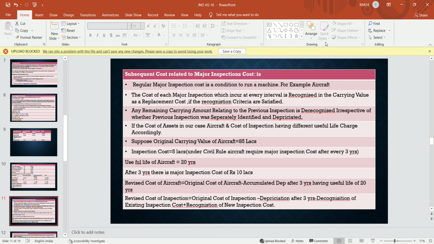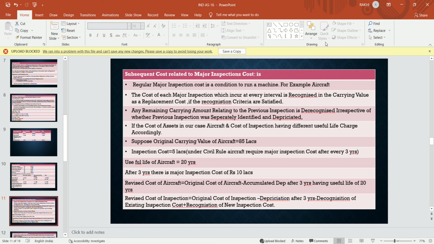That cost is to be capitalized with the respective asset, and the treatment will be the same as what we discussed previously. We have to check the carrying value of the asset, whether we will get the economic benefit, whether the useful life of the asset is more than 1 year, and we will check the criteria. The cost of each major inspection incurred at every interval is recognized in the carrying value as replacement cost if the recognition criteria are satisfied.